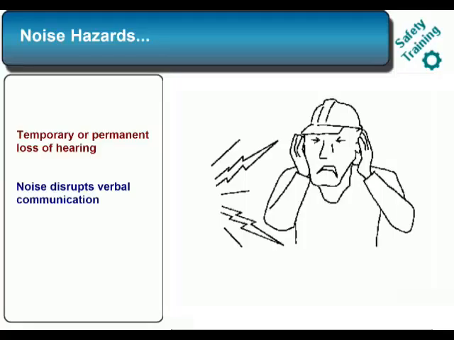Intensified noise in a confined space increases the risk of hearing damage, which could result in temporary or permanent loss of hearing. Noise in a confined space, which may not be loud enough to cause hearing damage, may still disrupt verbal communication with the emergency person on the exterior of the confined space.